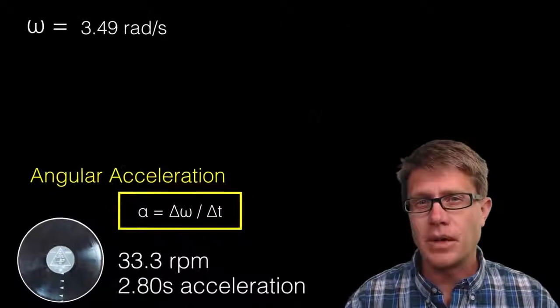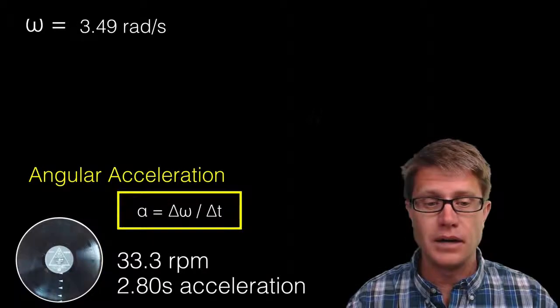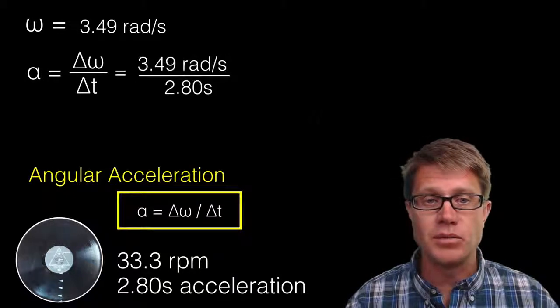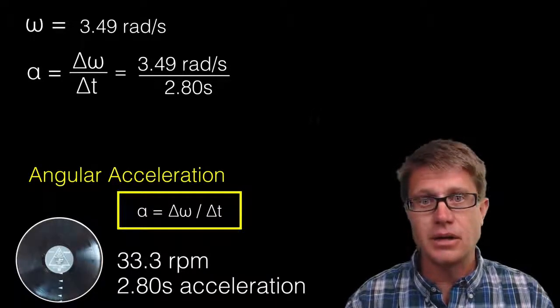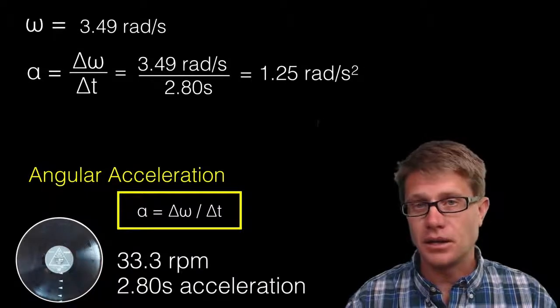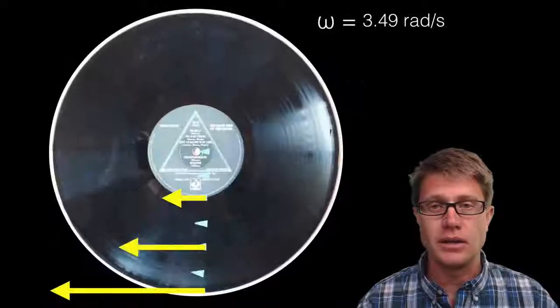Let's say I want to figure out my angular acceleration. Now, how do I do that? What do you need to do? Well, I'm giving you the time at which it's changing. And so my change in omega is going to be 3.49 radians per second. And it took 2.8 seconds to get up to that. It started at 0 and it got up to that speed after 2.80 seconds. And so I'm going to get an acceleration of 1.25 radians per second squared. So that's how I calculate that.